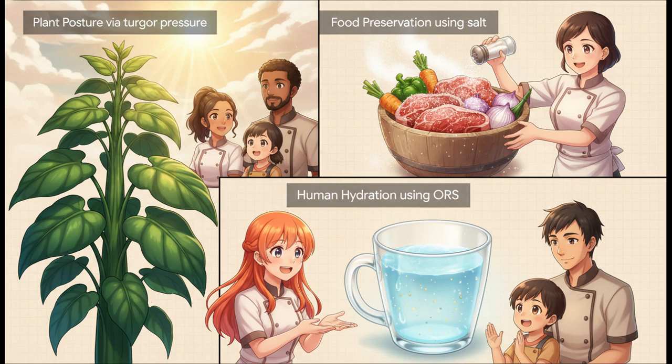Second, food preservation. For centuries, humans have packed meats and vegetables in heavy salt. Why? Because that hypertonic environment draws all the water out, making it impossible for decay-causing bacteria to survive. And third, human hydration. When a person is dangerously dehydrated, doctors don't just give them pure water. They administer an oral rehydration solution, a precise isotonic balance of salt and sugar to safely coax water back into human cells without bursting them.